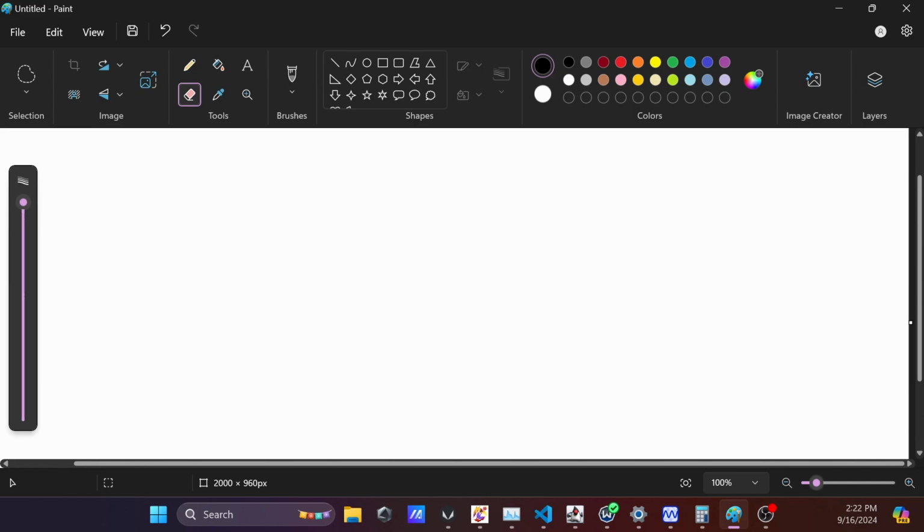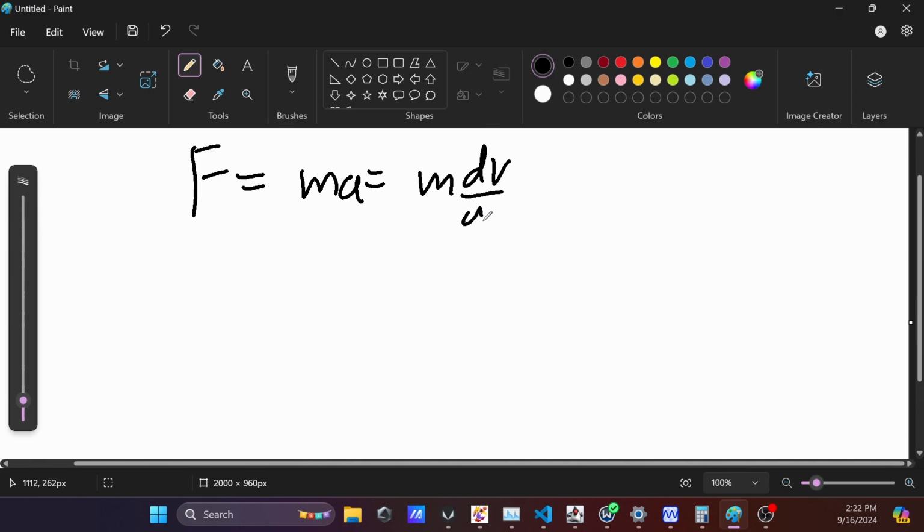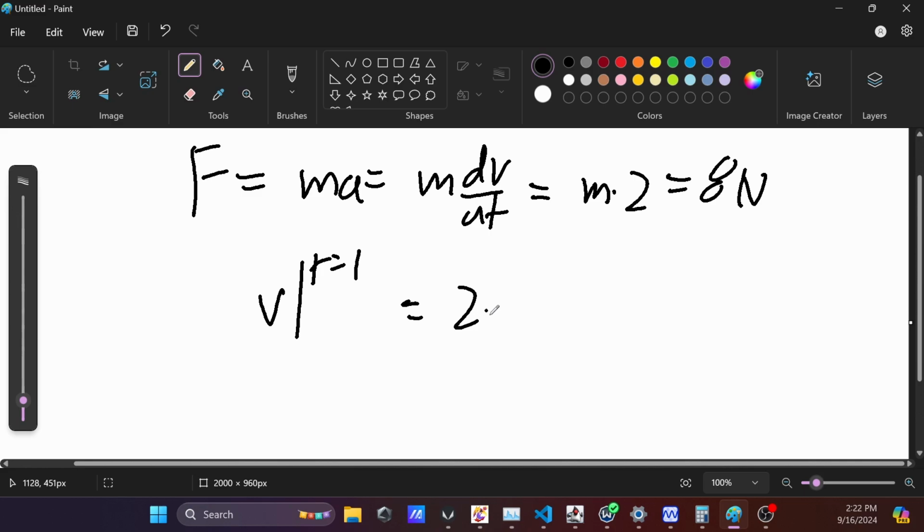Number 22. The speed of a 4 kilogram object is given by v equals 2t meters per second, where t is in seconds. At what rate is the resultant force on this object doing work at t equals 1? So F equals ma equals m dv/dt equals m times 2. That's going to be equal to 8 newtons. And v evaluated at t equals 1 equals 2 meters per second. So 8 times 2, and you get 16, which is answer choice E.